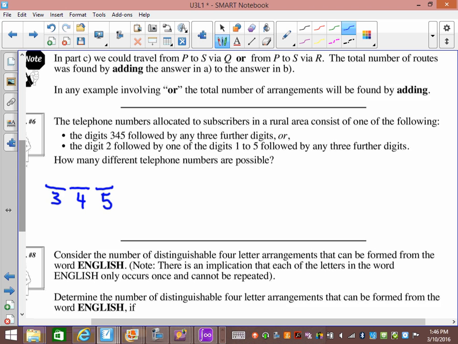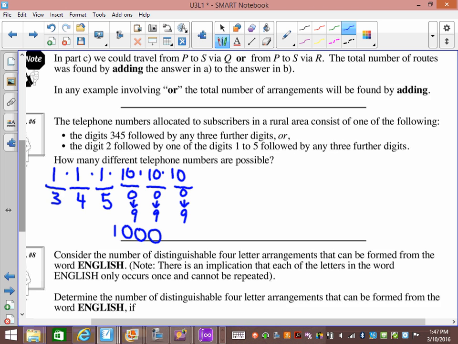Followed by any 3 further digits. If there's no restrictions on those digits, what can they be? 0 to 9. How many options do I have for this first blank? 1, it's the number 3. How many options for this blank? 1, it's the number 4. This one? 1. This one? So I go 1 times 1 times 1 times 10 times 10 times 10, which is 1,000. So I have 1,000 options first.